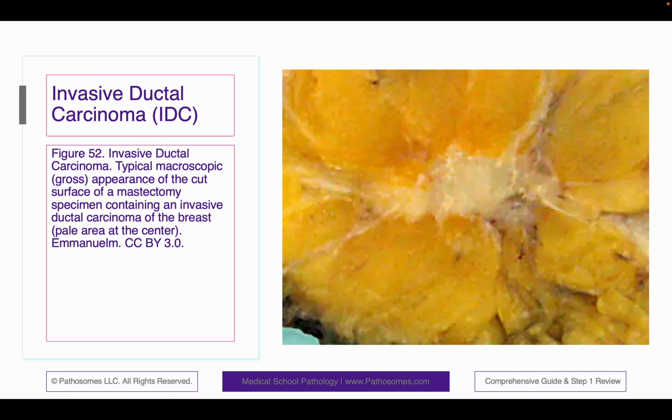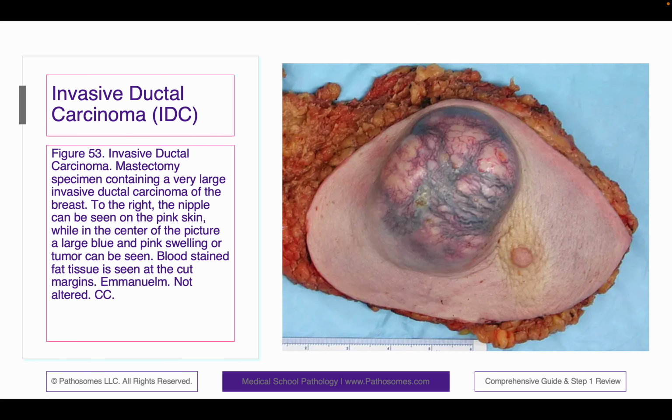And this is what invasive ductal carcinoma looks like grossly. And this is a mastectomy specimen that contained a very large invasive ductal carcinoma of the breast.